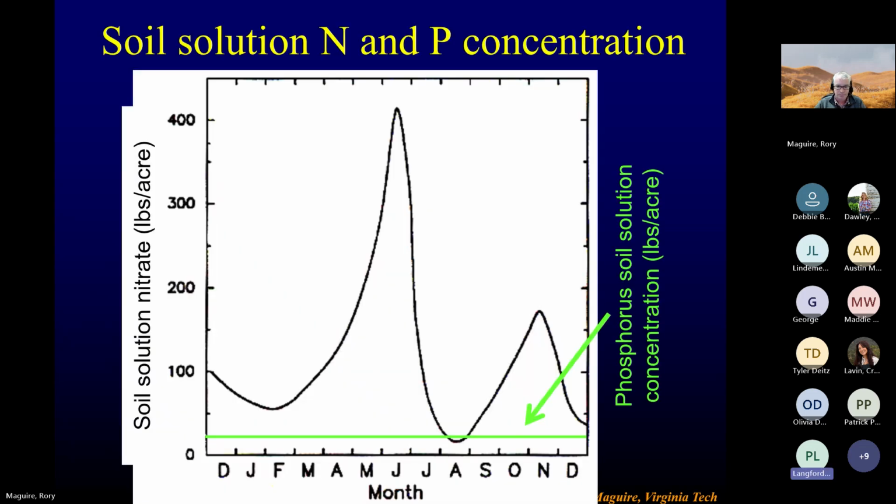And so this graph is showing the whole year for soil nitrate. You see it peaks in June, and then there's another smaller peak around October, November. Whereas soil solution phosphorus is stable throughout the whole year. Next slide, please.